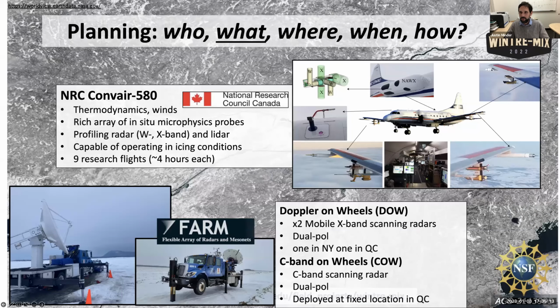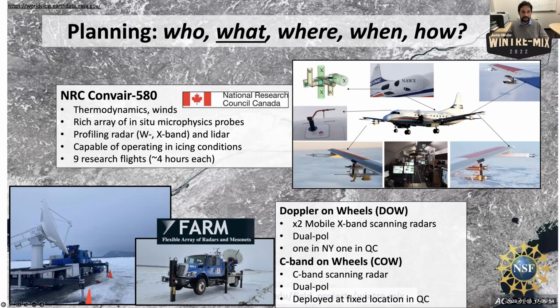So to go into what we decided for Wintry Mix, there were two really major instrument facilities that we used in this project. One was a research aircraft called the NRC Convair 580. And this has a whole host of different instrumentation on it. You see a picture of inside the cabin and all these things mounted on the wings and the fuselage of the aircraft. They include measurements of the thermodynamics of the atmosphere and the wind as the aircraft flies through, as well as probes along the wings that measure cloud particles and precipitation particles and aerosols as the aircraft flies through the atmosphere.